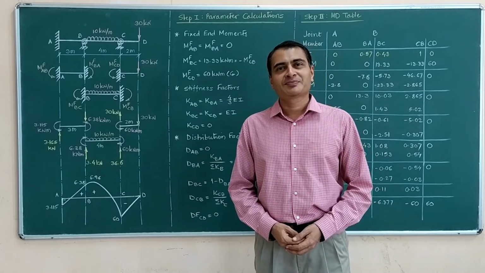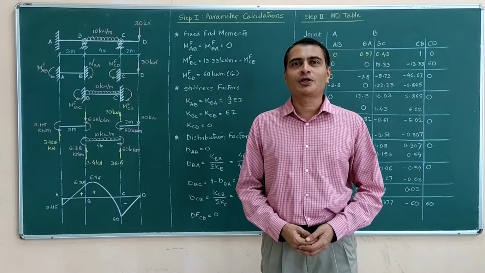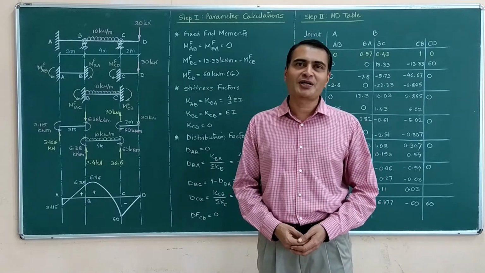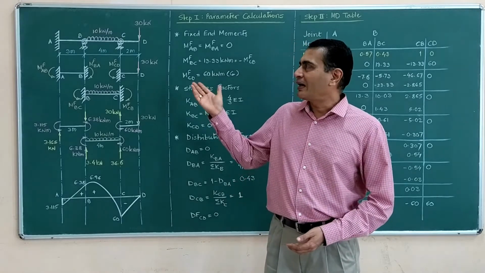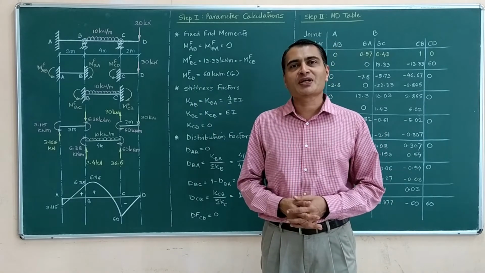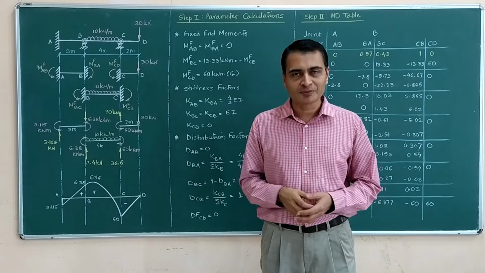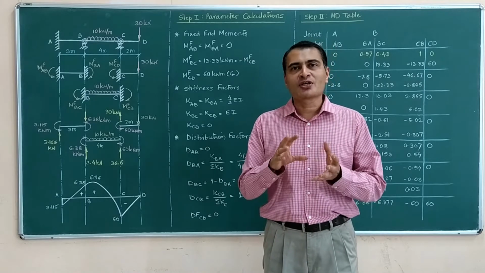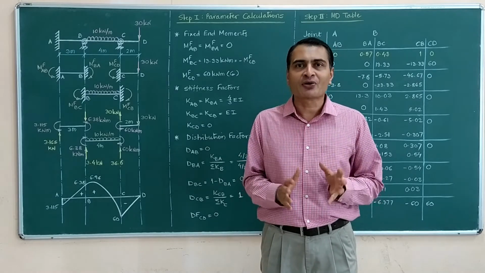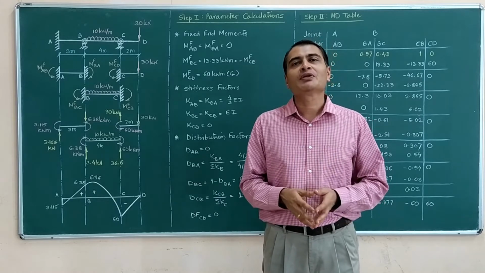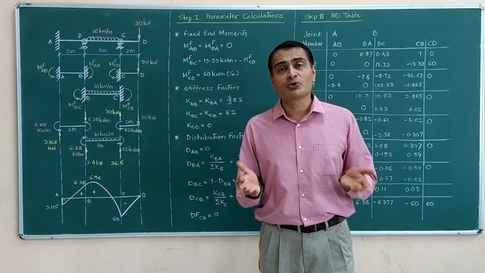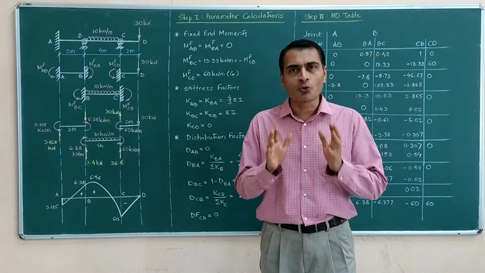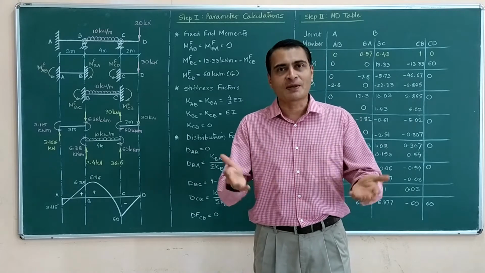Welcome back. Our next problem of continuous beam to be solved by MD method, moment distribution method, and the speciality of this problem is that it has got an overhanging portion. So how to handle that overhang, or what about the distribution factors and other parameters, all that we are going to see. Then one more problem we will solve, which will involve sinking of support, so that all types of beam problems will be covered, and then we will go to frames.